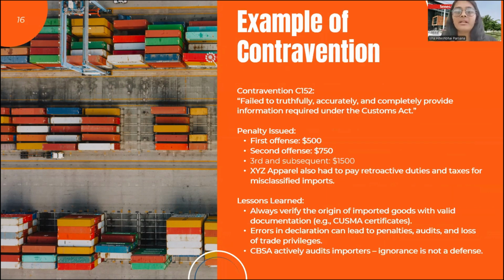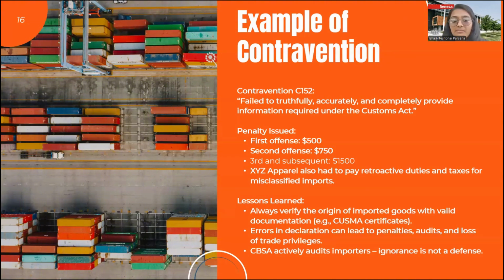Next slide, please. It will discuss the contravention of C152, failing to truly and accurately and completely provide information under the Customs Act. The penalty under this contravention is $500 for the first offense, $750 for the second offense, and $1,500 for the third and subsequent offenses. For this, XYZ Apparel also had to pay retroactive duties and taxes for misclassified imports.